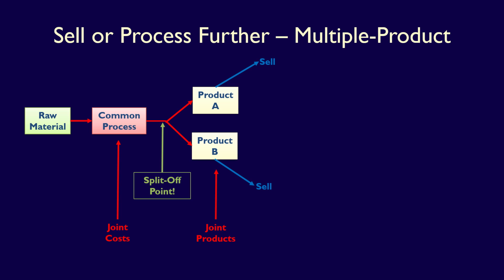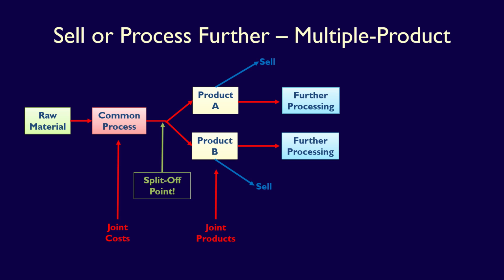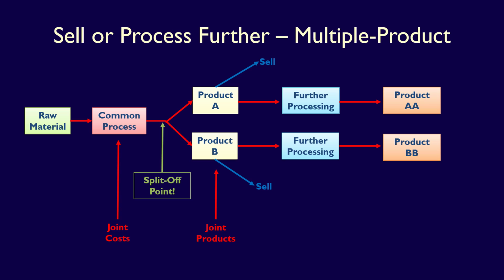Note that we might be able to sell both product A and product B right now to earn revenue. Some products, in fact, can't be produced further and have to be sold at the split-off point. But many products can be processed further. This will result in additional costs, but may also result in additional revenues that will offset these additional processing costs. At the end of the additional processing, we end up with different products, in this case, product AA and product BB. We can then sell these additionally processed products, hopefully at a higher price to earn more operating income.